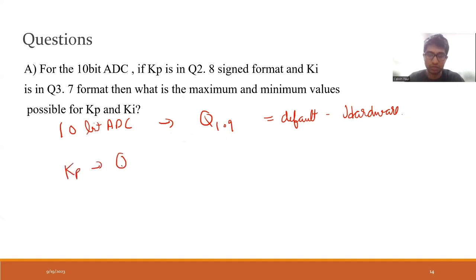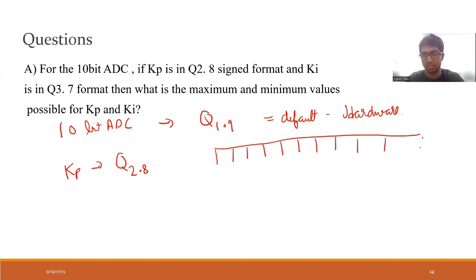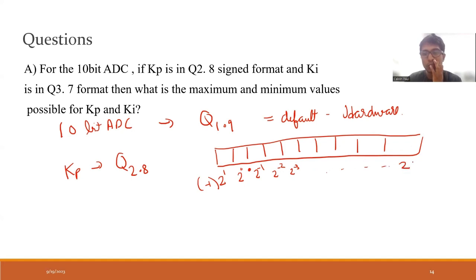Now I have KP, which is in the form Q2.8. Q2.8 will have 10 bits, with a dot in between. The bits weigh 2 raised to 0, 2 raised to 1, and because it is the sign bit, it will be minus. Then 2 raised to minus 1, minus 2, minus 3, and so on, till 2 raised to minus 8. Each bit can be 1 or 0. It can change. Now I want to find the maximum negative value.